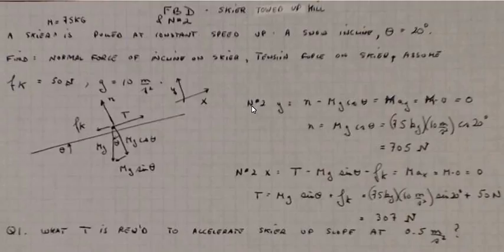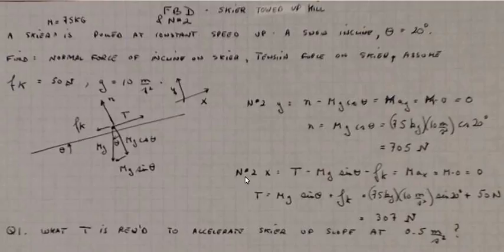So let's write Newton's second law in the y direction. Newton's second law in the y direction is N minus mg cosine theta is equal to 0. So in other words, N is equal to mg times the cosine theta. That's 75 kilograms times 10 meters per second squared times the cosine of 20 degrees. That works out to 705 newtons.